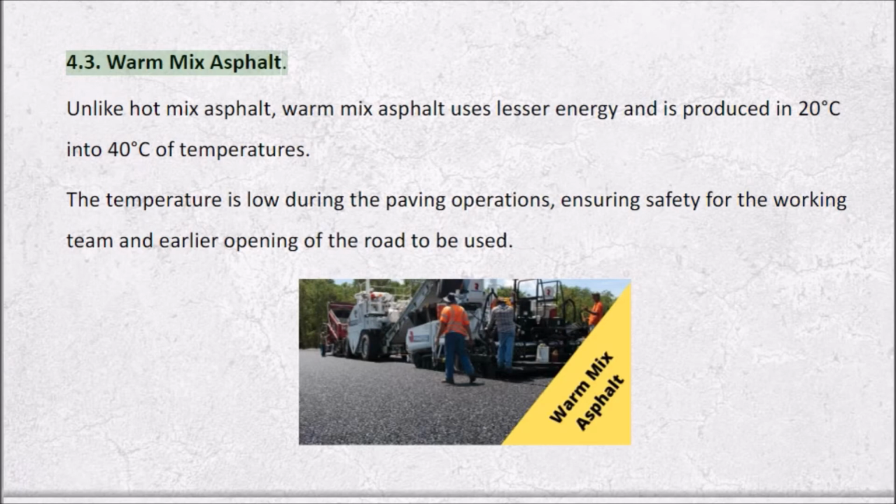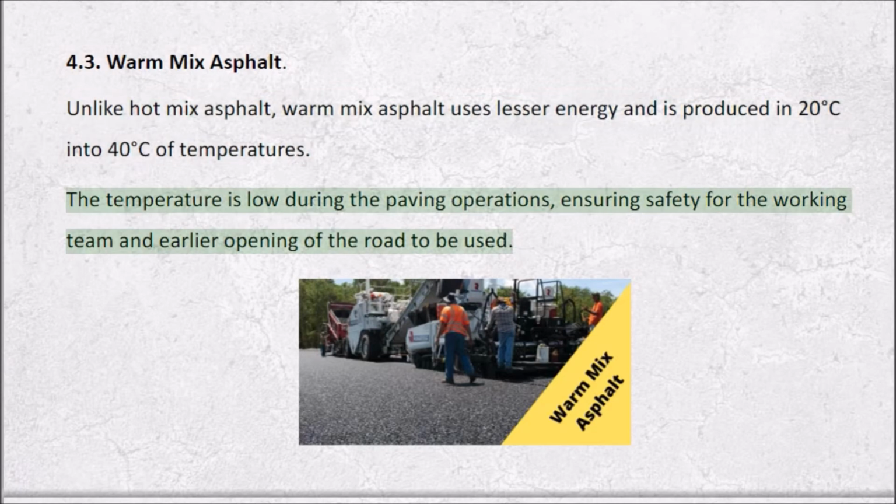4.3. Warm mix asphalt. Unlike hot mix asphalt, warm mix asphalt uses less energy and is produced at temperatures 20 degrees Celsius to 40 degrees Celsius lower. The temperature is low during the paving operations, ensuring safety for the working team and earlier opening of the road to be used.